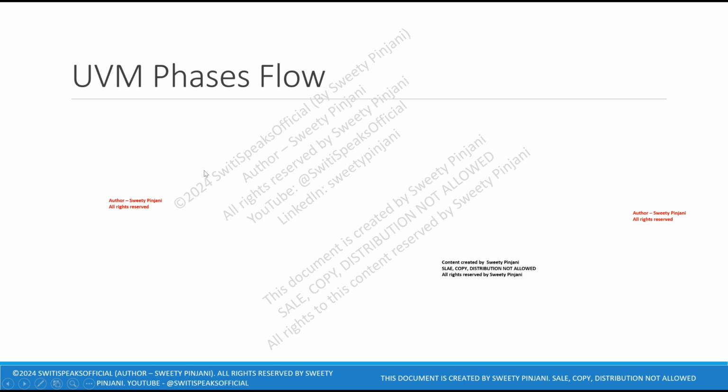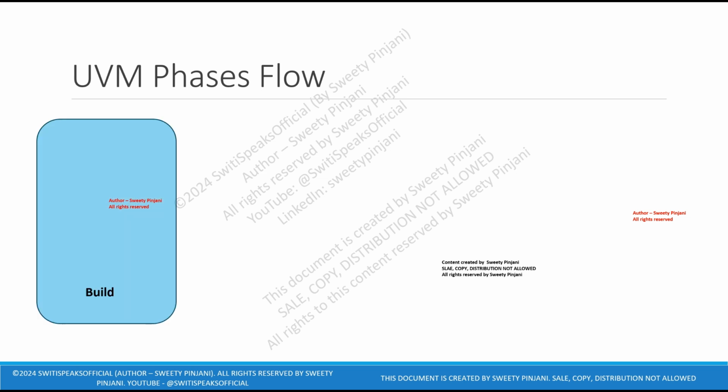Now let's understand this UVM phase flow. First we have the build phase. In the build phase, we do the build using the UVM factory. Once build is done, then we need to connect whatever we have built. All the components need to be connected in order to communicate with each other.